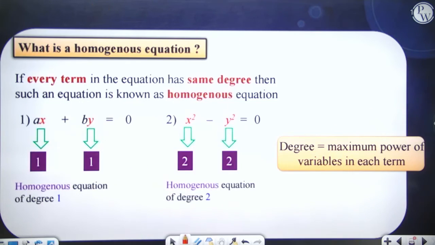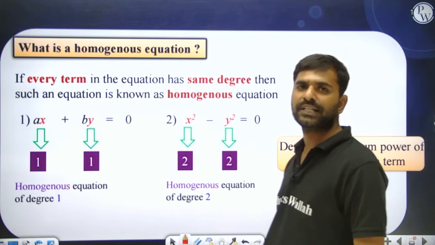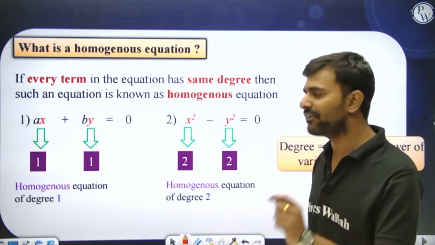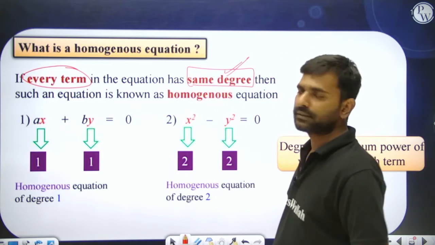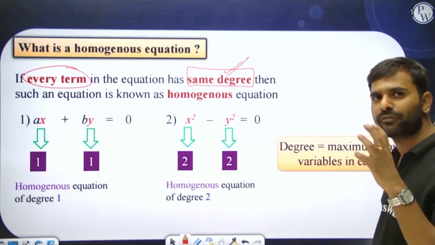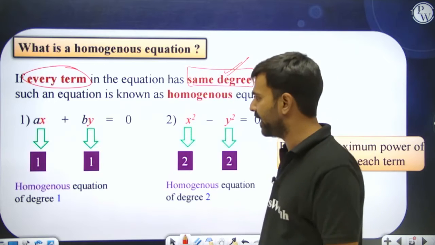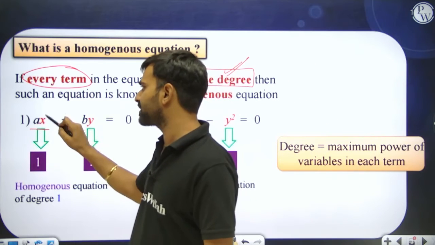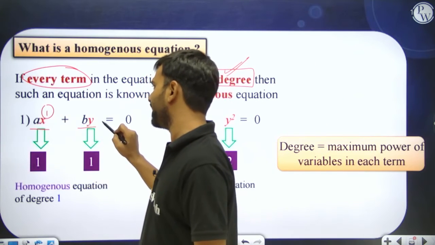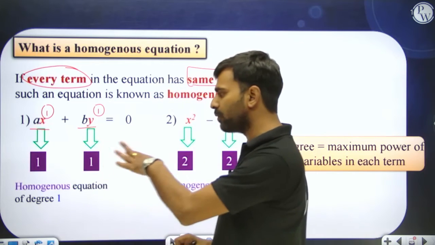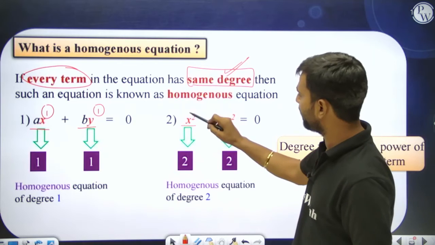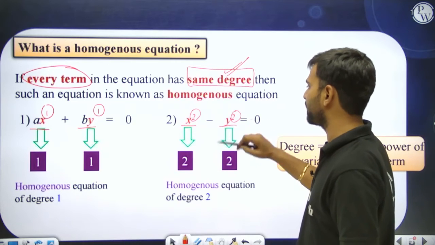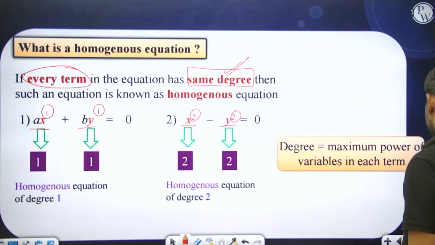Alright. Homogeneous equation is what? A homogeneous equation is an equation in which each and every term has the same degree. Each and every term has the same degree means the summation of the powers of the variables in each and every term is the same. Look over here, only one variable x is there, so the power of that is 1. Only one variable y is there, so the power of that is 1. So that's why this is a homogeneous equation of degree 1. Over here only one variable and the power of that is 2. Over here only one variable and the power of that is 2. So this is also a homogeneous equation.